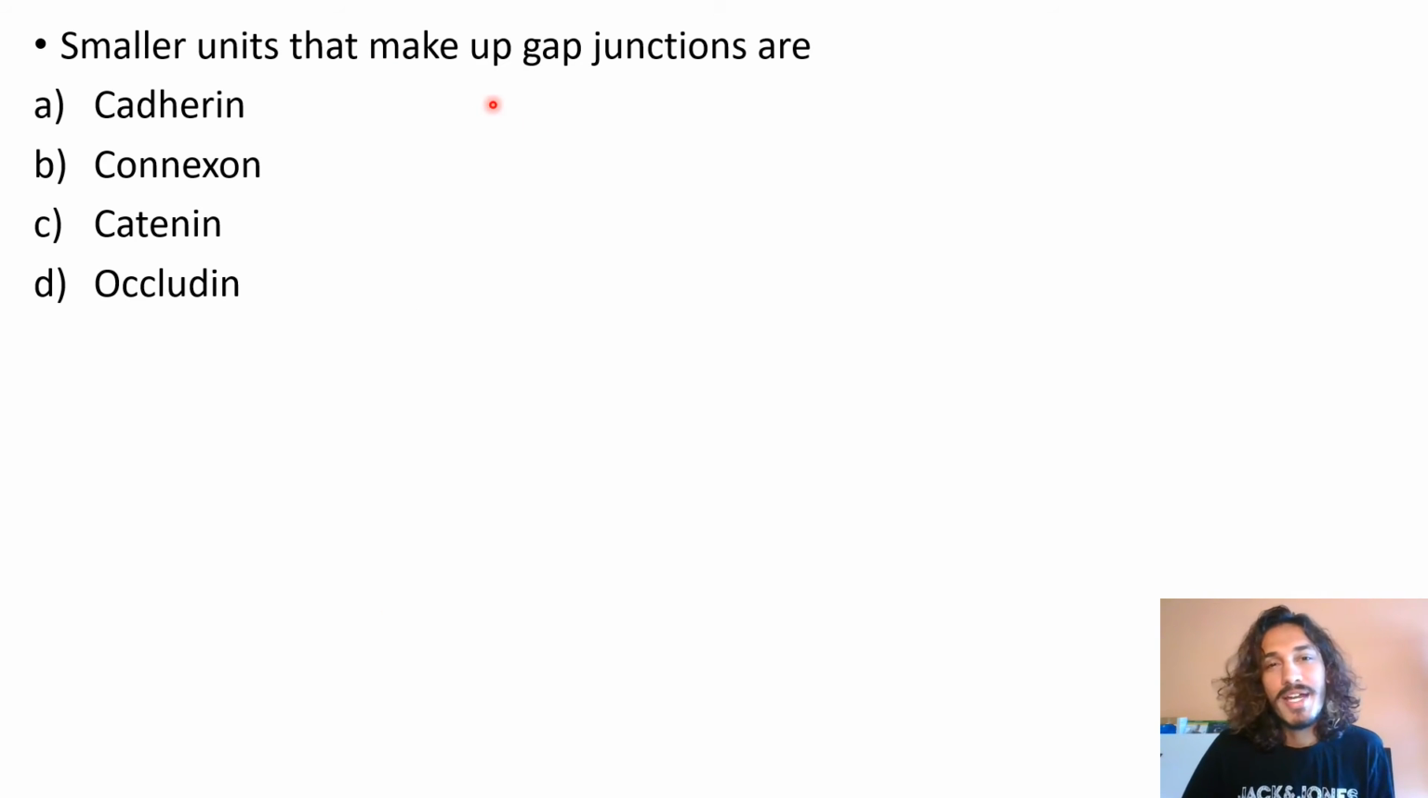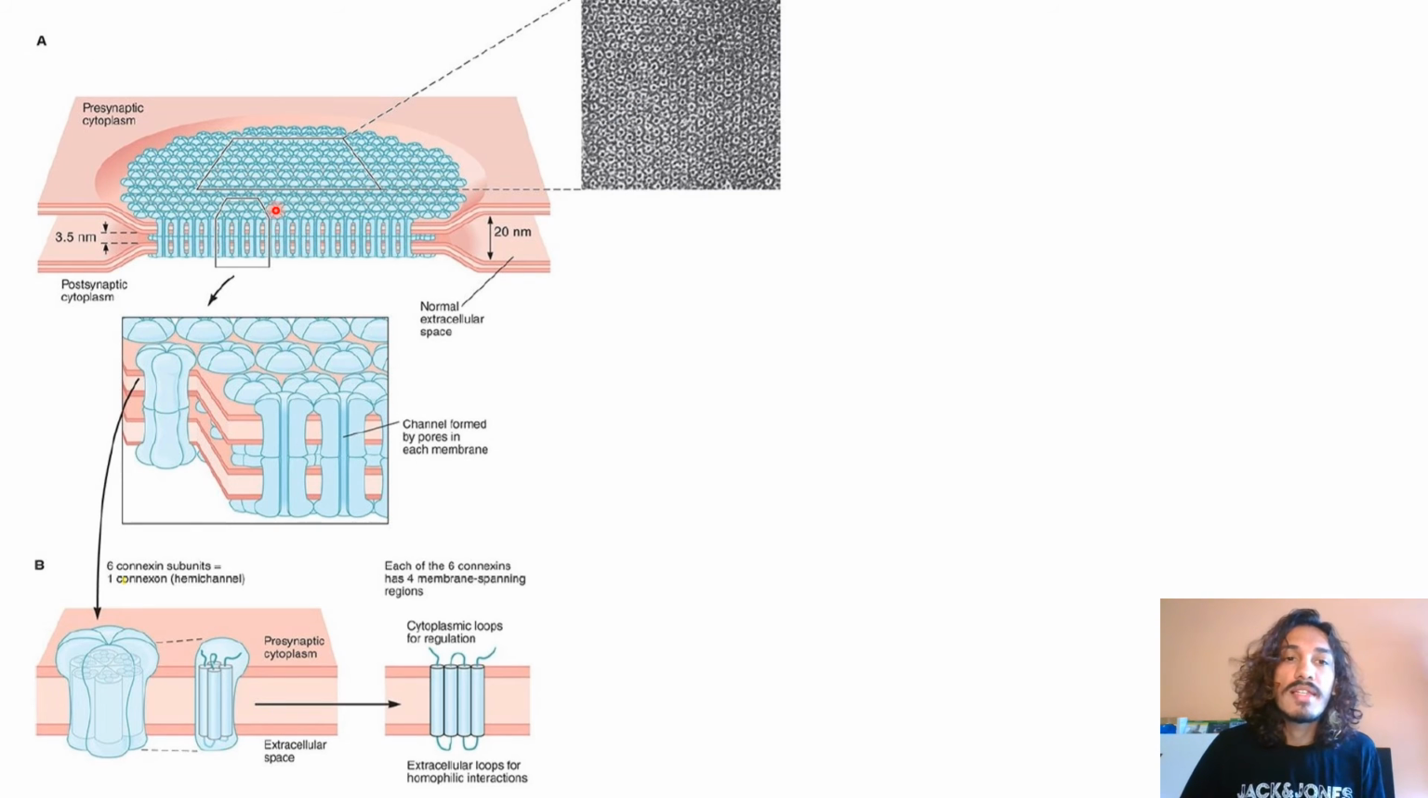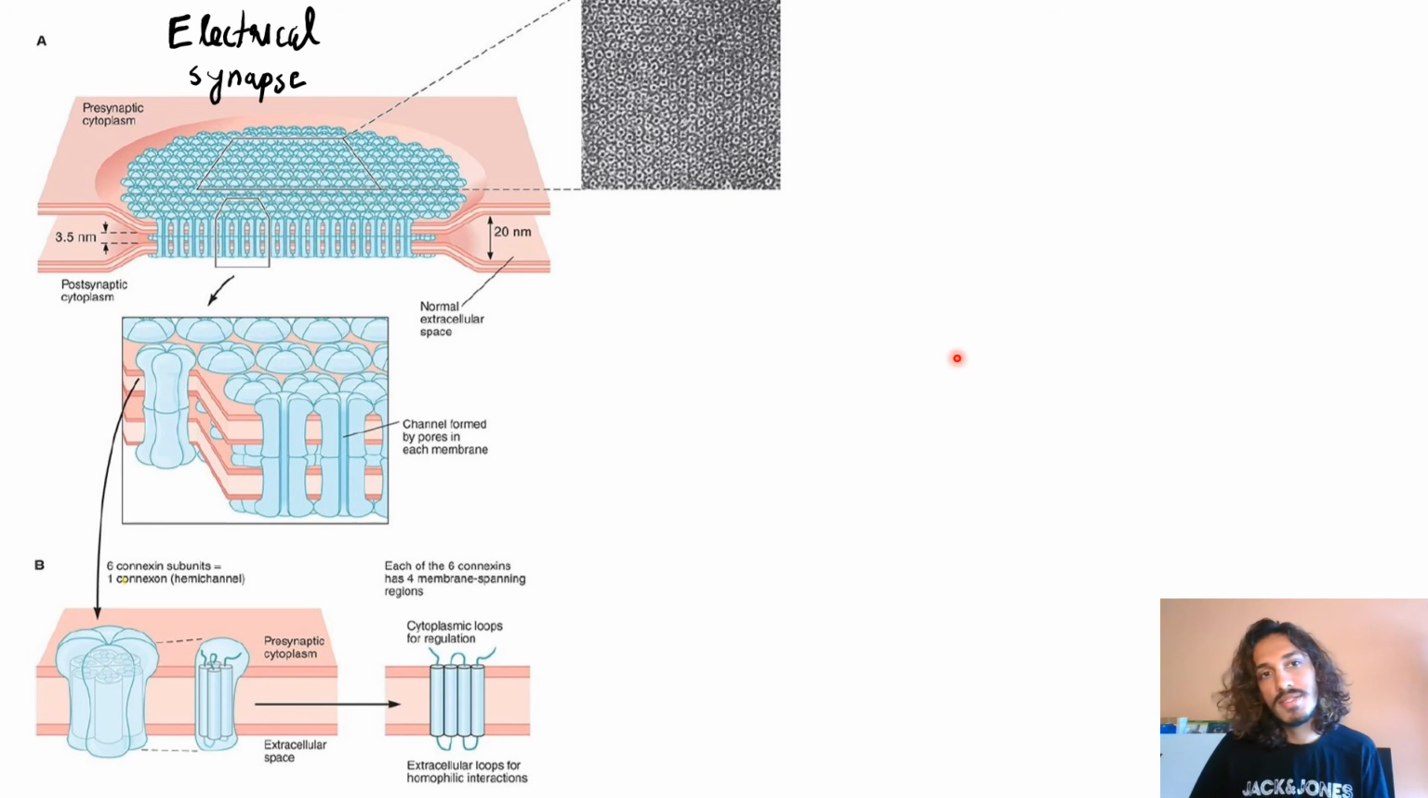Smaller units that make up gap junctions are... So the answer here is connexon. Smaller, even further, is your connexon. So you can take a look at this over here. This is your gap junctions that you see over here. Okay, so this is one example of how an electrical synapse is going to be.